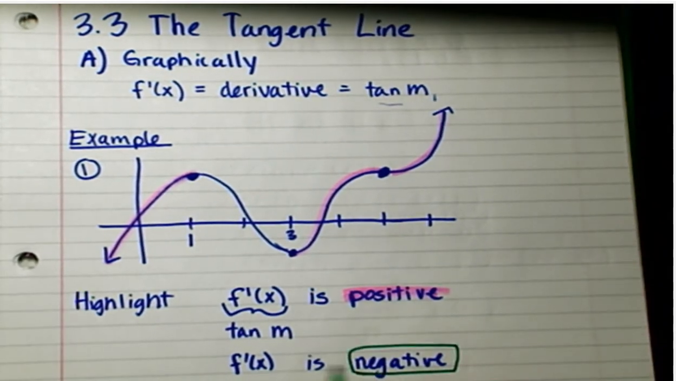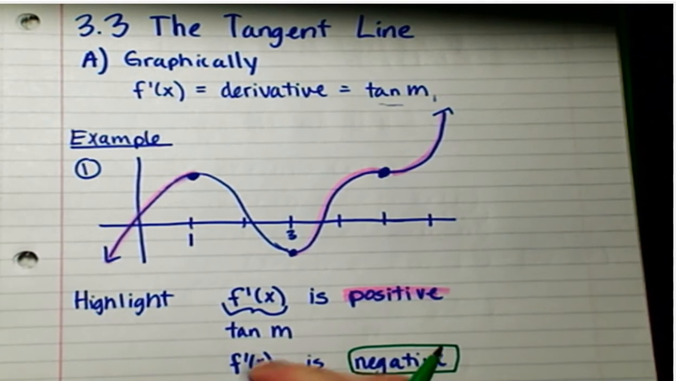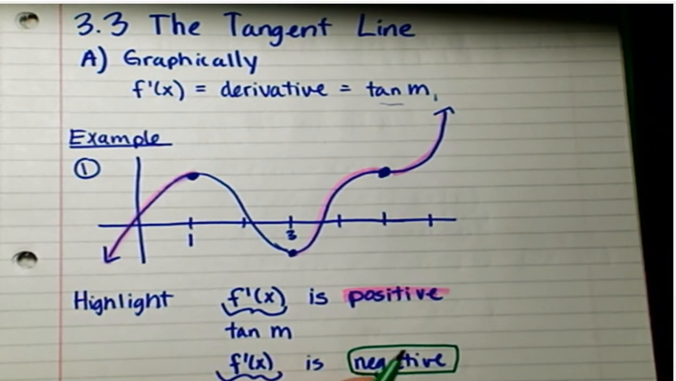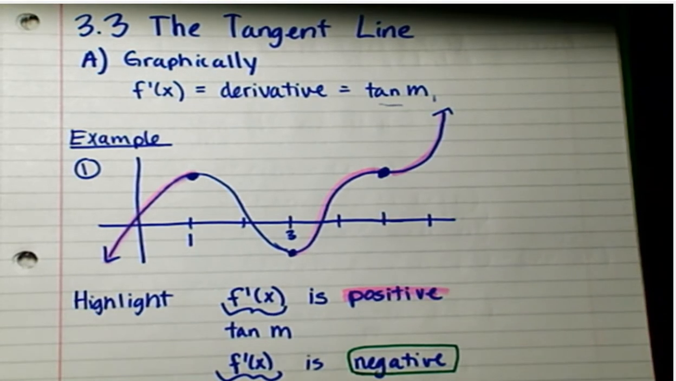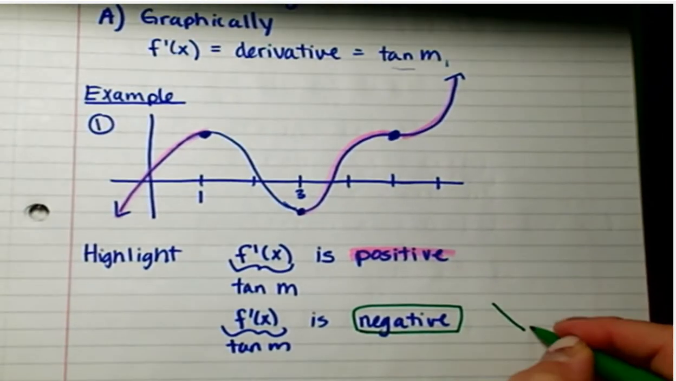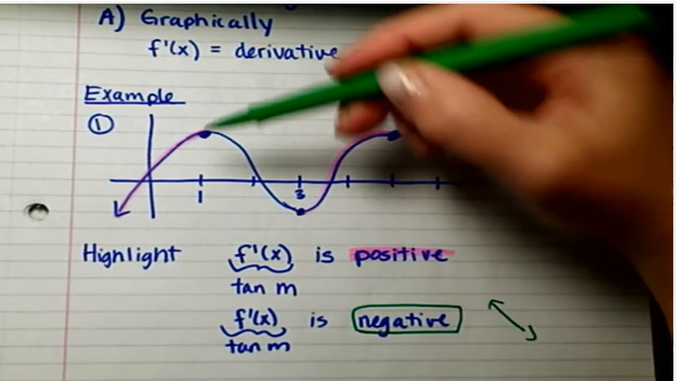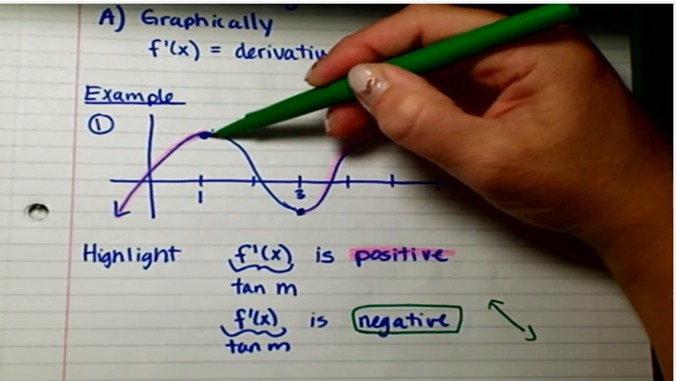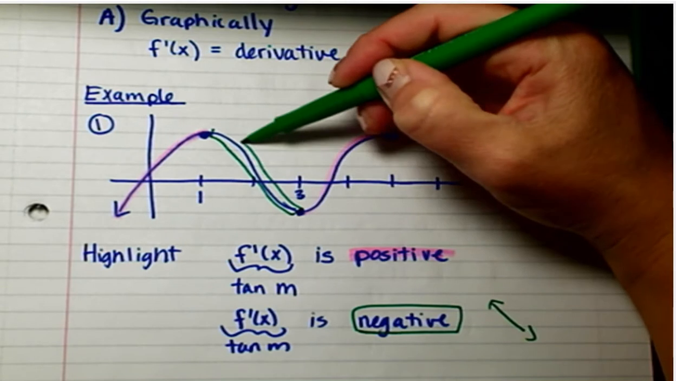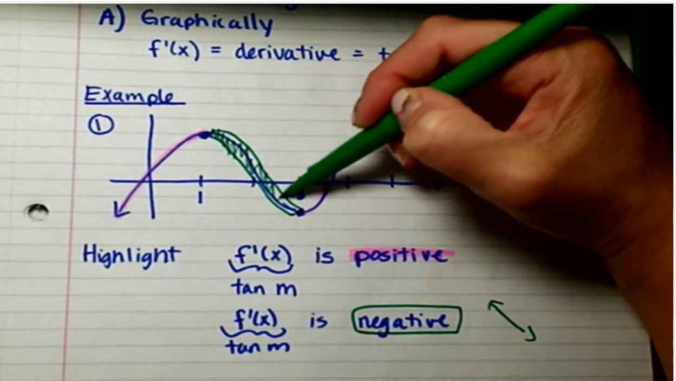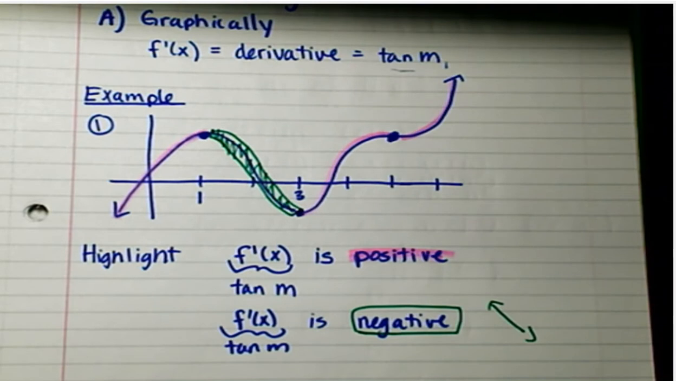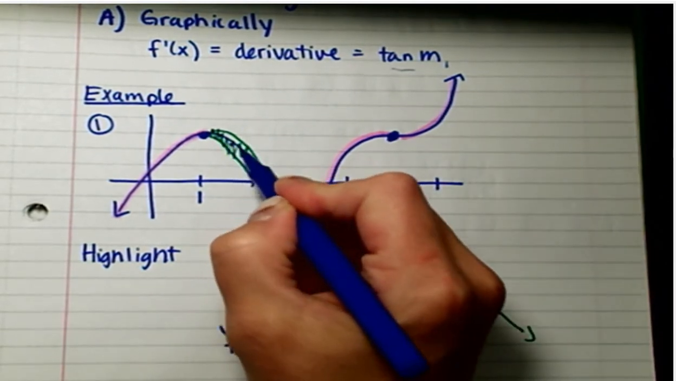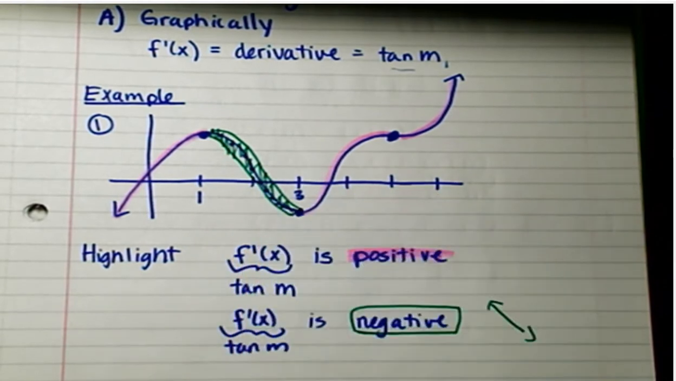Negative. So where is the tangent slope negative? That looks like a negative sloped line. Oh, that's right here. That's the part that has a negative slope. At every single dot or tangent line, you have a negative slope. All right, now for the last one.